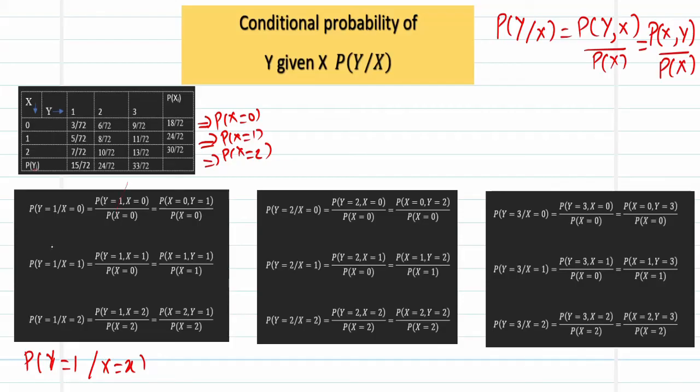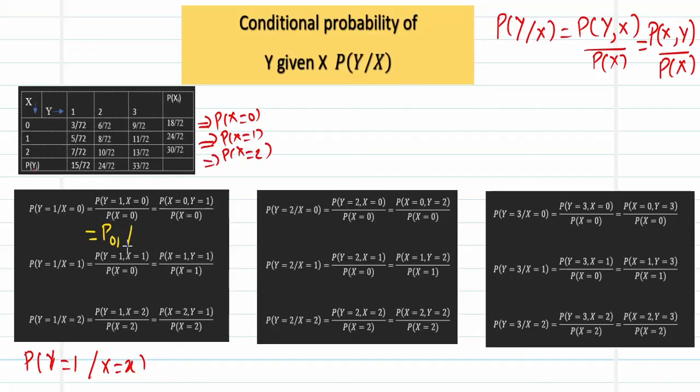This gives me the value of y equal to 1, x equal to 0 divided by x equal to 0. Apply it in the formula. We can rewrite the numerator in a comfortable way: x equal to 0, y equal to 1, divided by the probability of x equal to 0. This quantity, x equal to 0, y equal to 1, is nothing but my p of 0, 1.